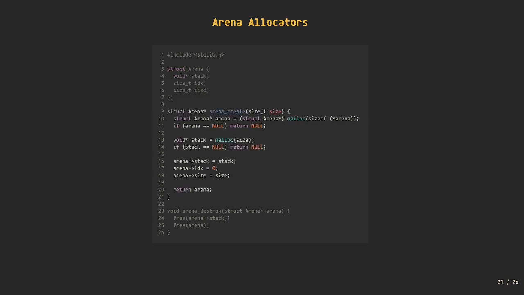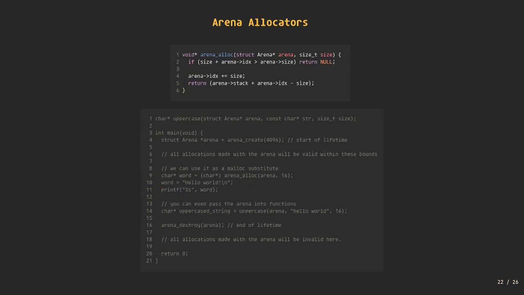Next, we declare the arena creation function with a size. First we allocate memory for the arena itself, for the entire struct, and then we allocate memory for the stack. And this is where the actual size goes. And then we assign initial values to it. Then we return that arena. We also define a destroy for the arena, and this is where the freeing happens. So you notice that we are only really freeing the stack and the arena itself. So if we did allocate memory onto the stack, we would be freeing everything in bulk.